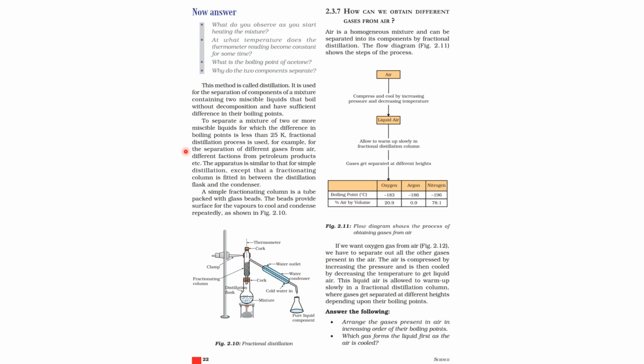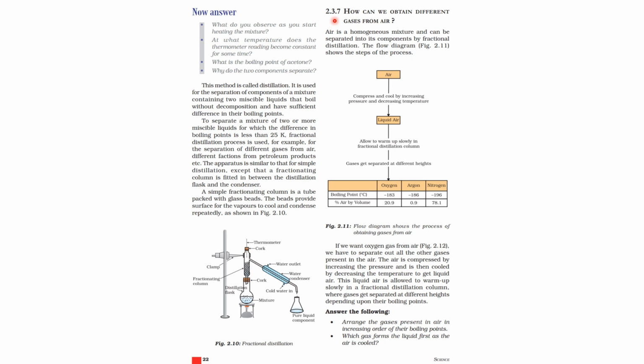The apparatus is similar to that for simple distillation, except that a fractionating column is fitted in between the distillation flask and the condenser. A simple fractionating column is a tube packed with glass beads. The beads provide the surface for the vapors to cool and condense repeatedly. Next, how can we obtain different gases from air?